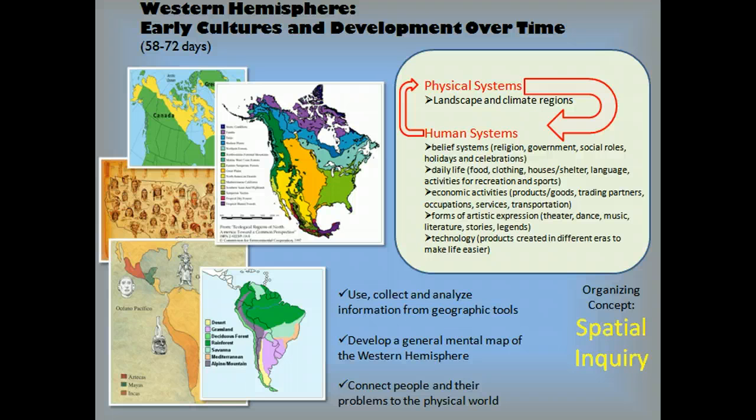While studying early cultures, students have the opportunity to consider how the local physical systems may have influenced the human systems of cultures, and how the human systems of cultures may have caused people to use the physical systems in unique ways. As students explore this concept, they will use, collect, and analyze information from geographic tools, develop a general mental map of the Western Hemisphere, and connect people and their problems to the physical world.